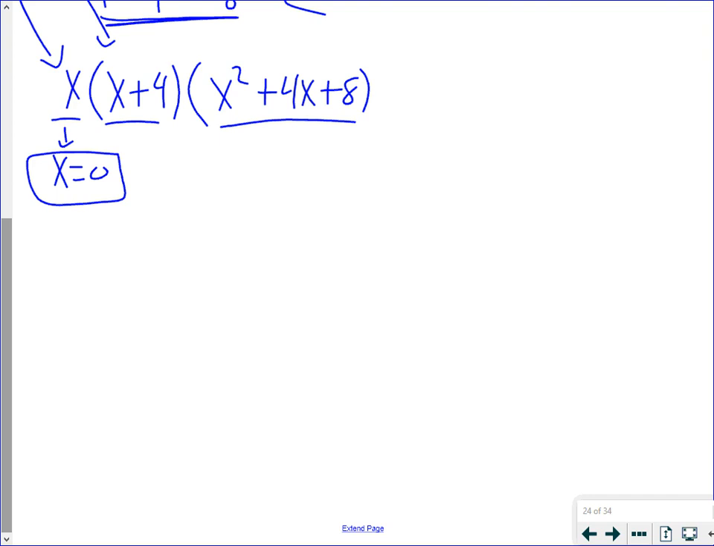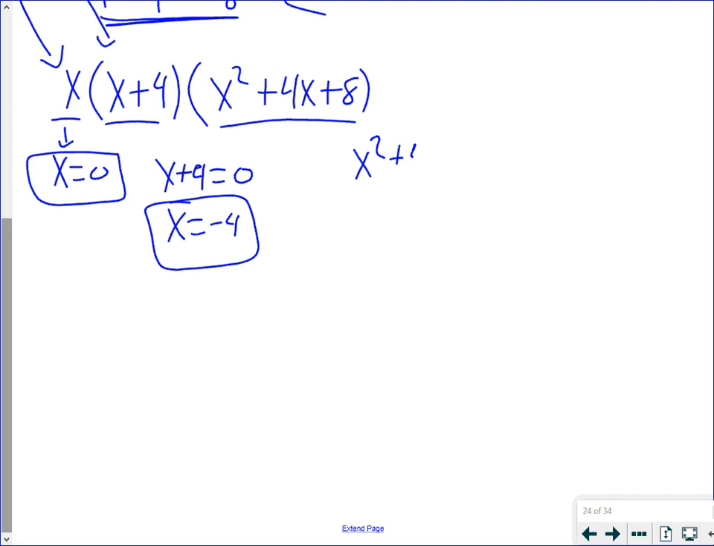Next, we have x plus 4. We'll set that equal to 0, or x equals -4. And that's another zero. And last, we have this x squared plus 4x plus 8, all equals 0. Okay, so now we can solve this for our x values. Remember, we cannot factor it, so doing the box method or any other method won't work.